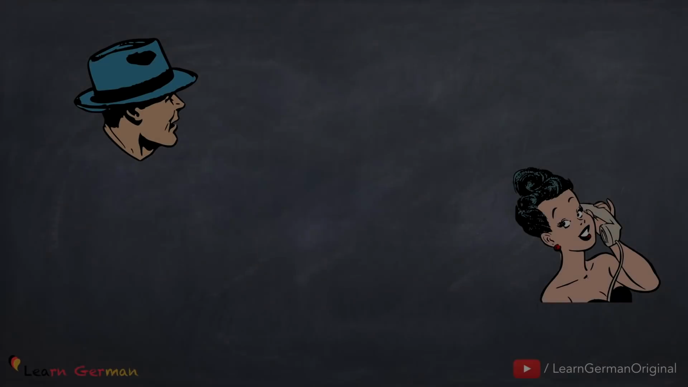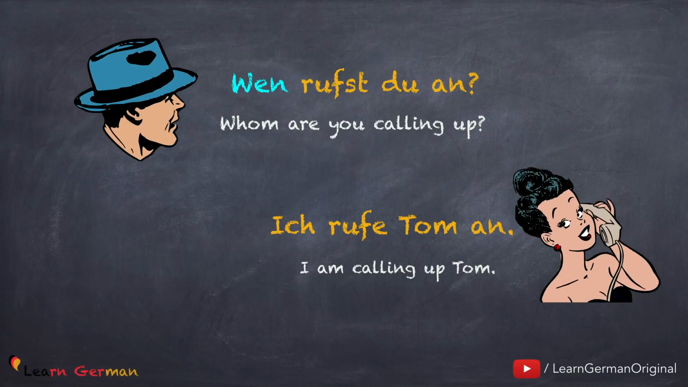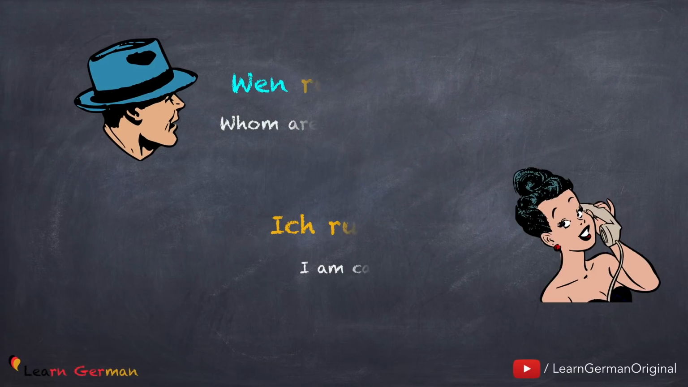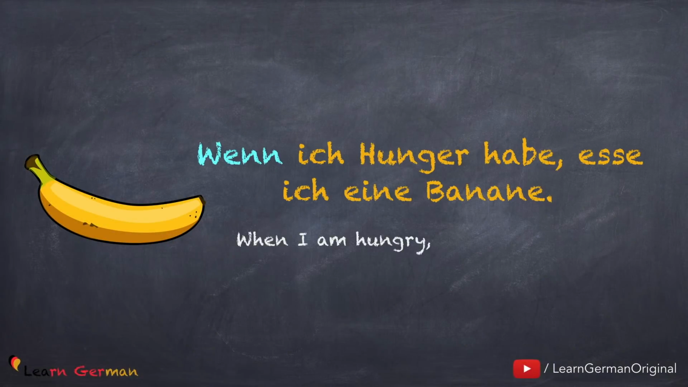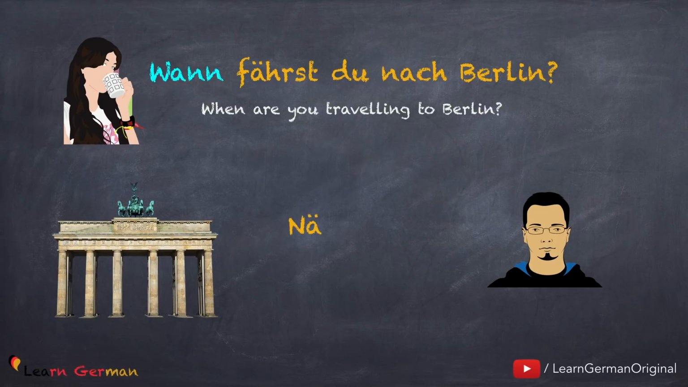Before we go into the details, let's look at a few examples. Wen rufst du an? Ich rufe Tom an. Now let's look at an example with wenn. Wenn ich Hunger habe, esse ich eine Banane. The next example. Wann fährst du nach Berlin? Nächste Woche. Now that you have an idea of all these three words, let's look at them in detail.